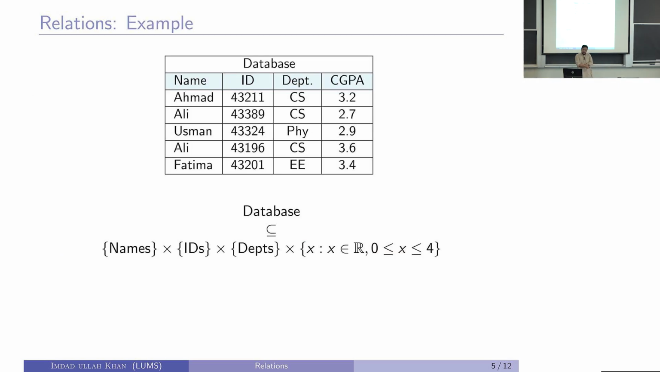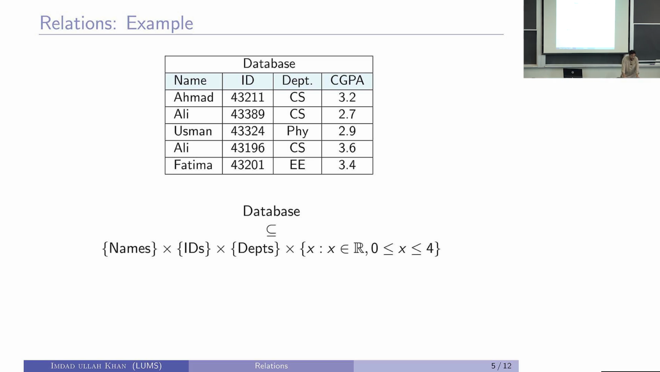This is what we call a database, or a relation, a table. In that sense, we remember the term relational database. This table is actually a subset of the set of all possible names cross the set of all possible IDs cross the set of all possible departments in LUMS, or whatever context we are talking about, cross the set of all possible numbers between 0 and 4.0. This particular subset containing 5 elements is a relation.